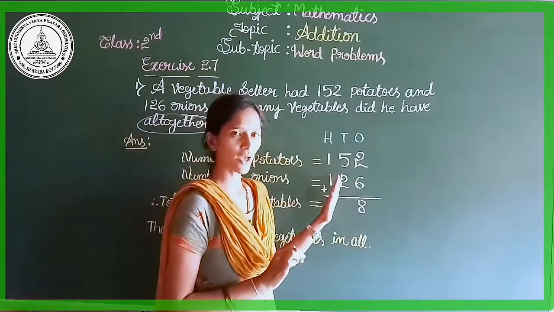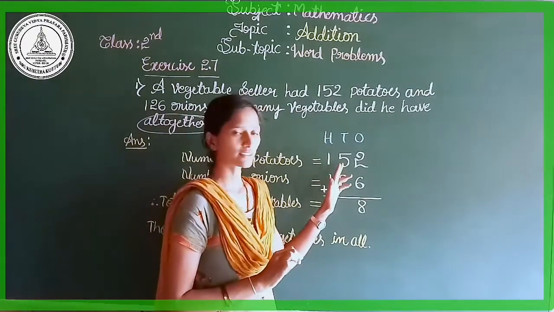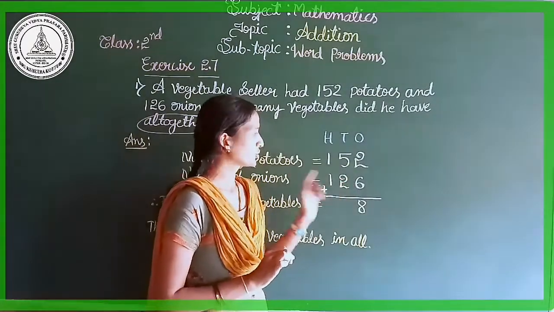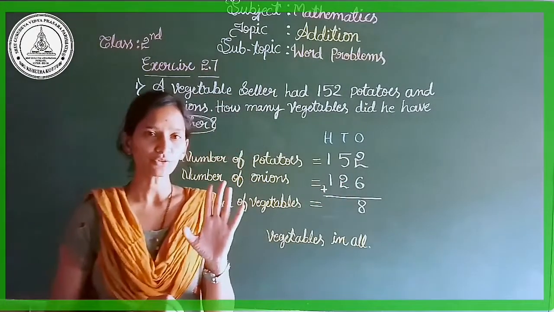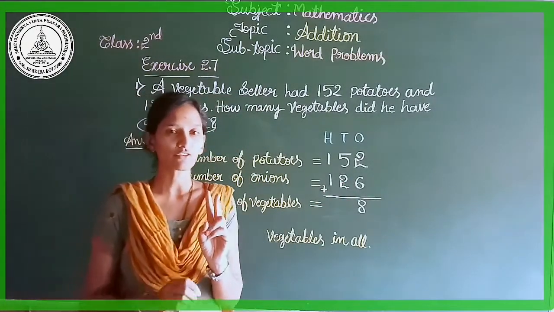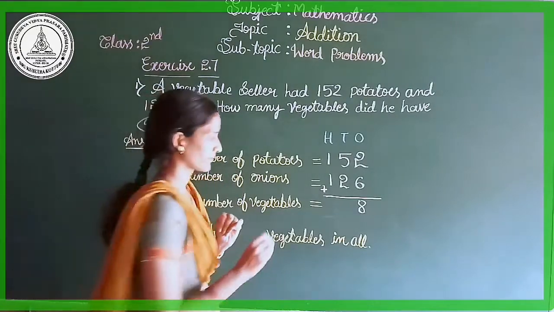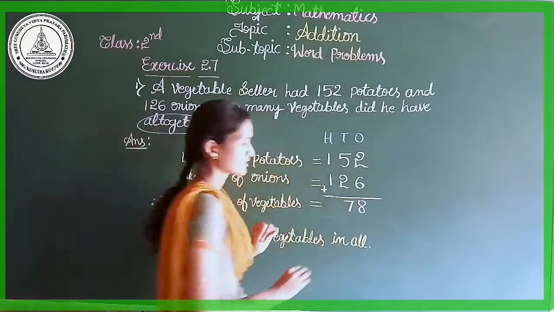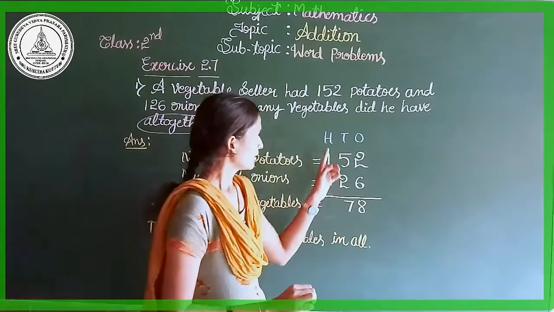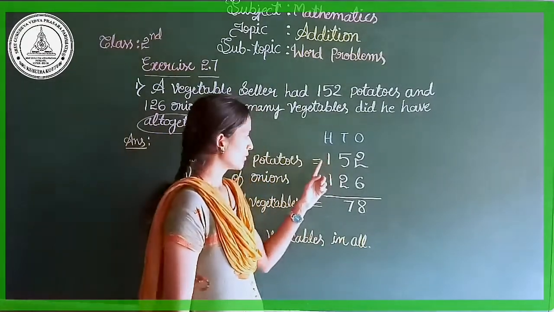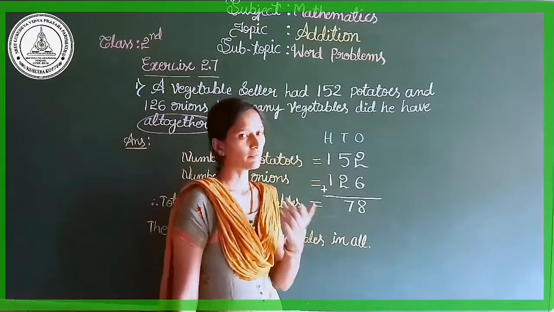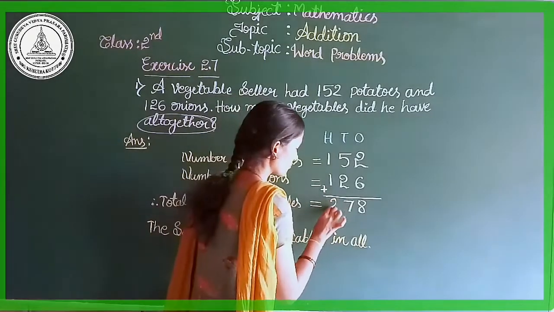Now come to the tens column. How many numbers did they give? 5 and 2. So for the number 5, you have to add 2. 5, after that 6, 7. So write down here 7. Next, come to the hundreds column. 1 plus 1. 1 plus 1 is 2.